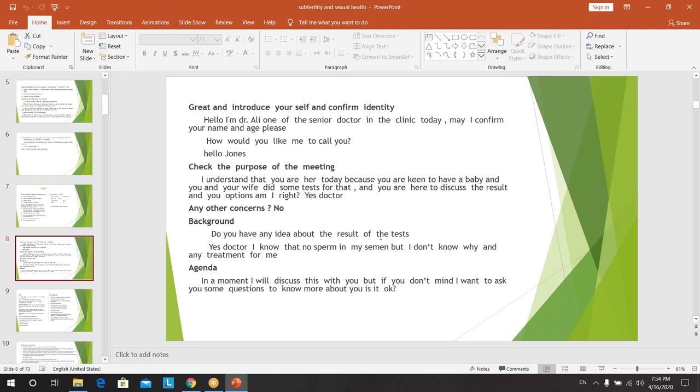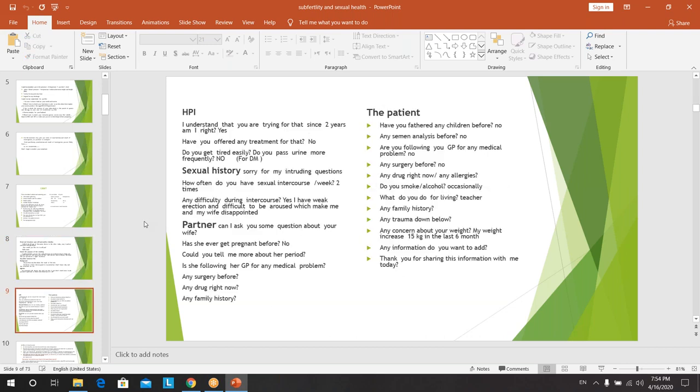Do you have any idea about the result? He said, yes, doctor, I know. I know that I don't have sperm in my semen, and I don't know why, and would there be any treatment for me for that? Yes, here you show sympathy for the patient. Yes, I am so sorry for that. In a moment, I will discuss this with you, but if you give me time to ask you some questions to know more about you.